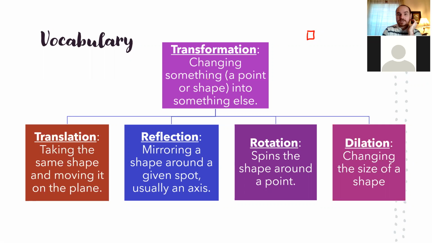So all translations are a type of transformation, but not all transformations are translations. Reflection, same idea, rotations, dilation. So these are the 4 main types. A translation is taking the same shape or point and moving it on a coordinate plane. So that's like if I have a point that's right here and I move it over to here, that's a translation. A reflection is mirroring a shape around a given spot, usually an axis.